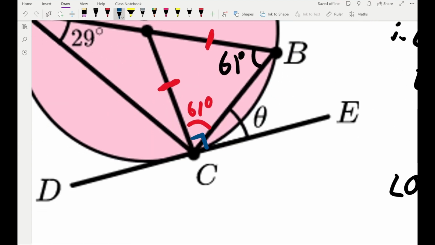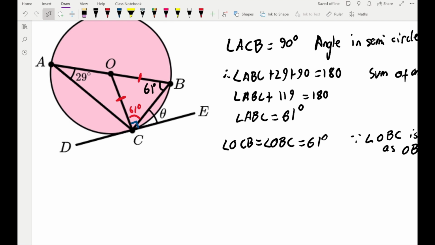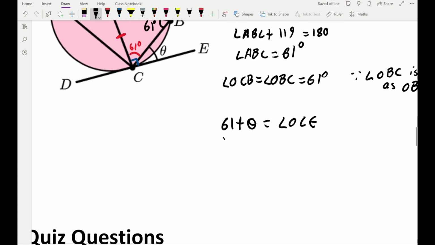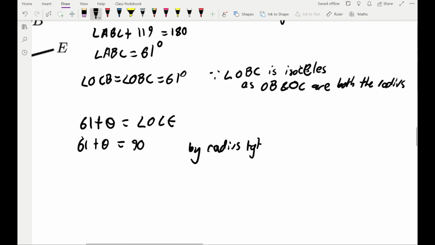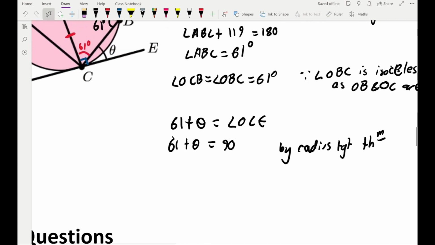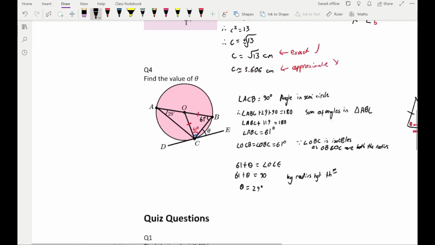So we know this whole bit is a right angle with the radius tangent theorem. So we're going to get 61 plus theta equals the angle OCE, which is 90 by radius tangent theorem. And then you're going to have to rearrange this. So you could take 61 from both sides, but either way, you're going to get theta is 29 degrees, just like that. And we're done. We found the value of theta.